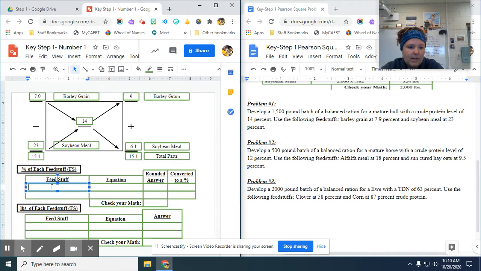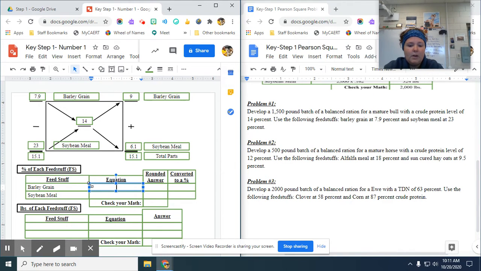So we're going to work on percentage of feedstuff. So we're going to type in barley grain again. We're going to type in soybean meal. Again, we're figuring out percentage for this one. So in order to figure out percentage, think about it like when you're calculating your test score. What you got on the test divided by what was possible, right? So that's our parts and total parts.